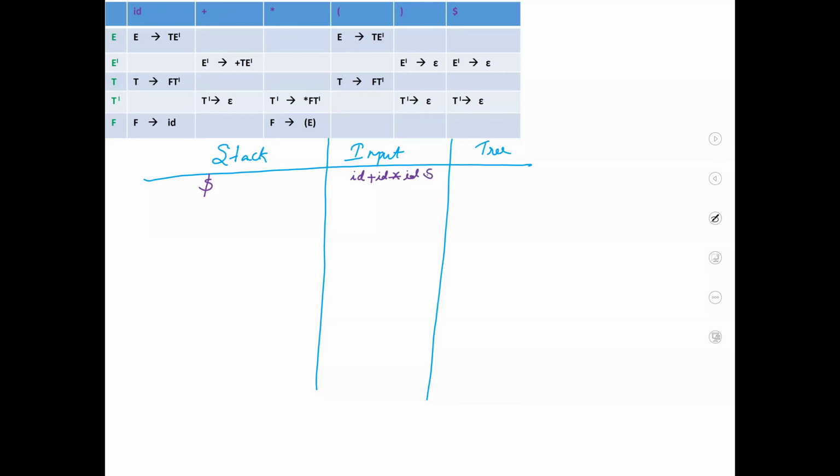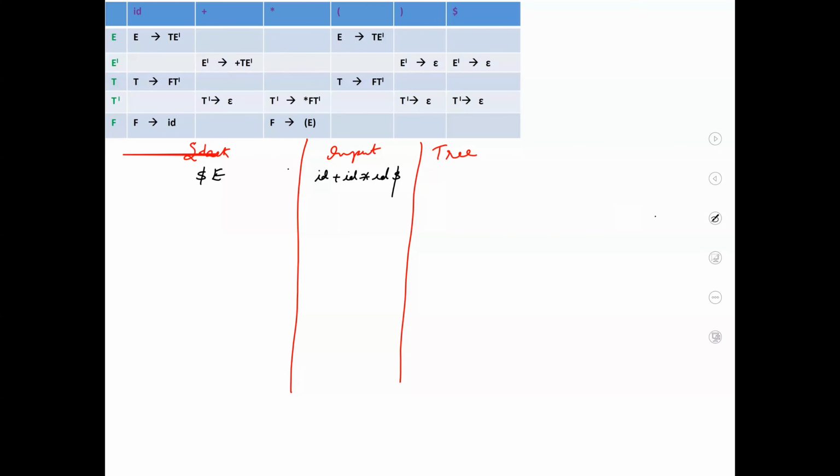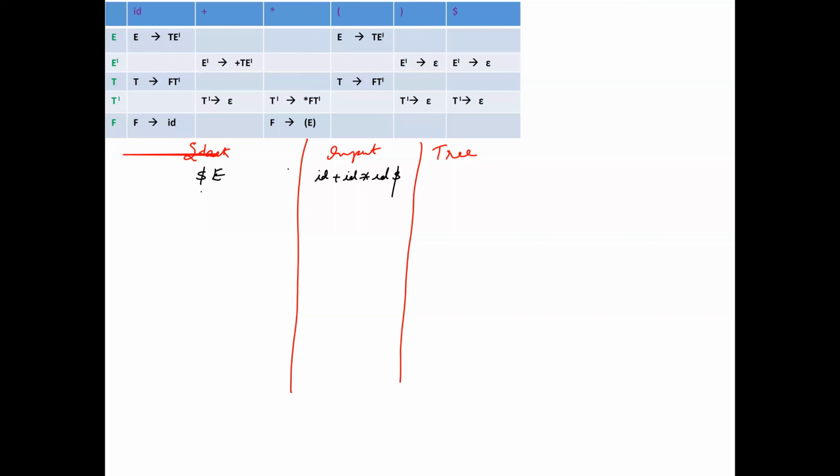You will end up with it encountering ID. So you have E dash T. So when you write it, you will be writing it in the reverse order. Dollar E dash T, ID plus ID into ID dollar. Okay. So what you have done is you have the tree starting with E. But remember, when you write the tree, you write it in the normal form, T E dash.